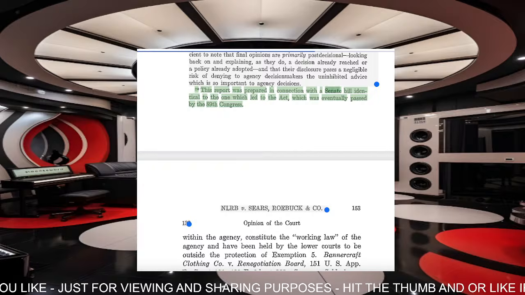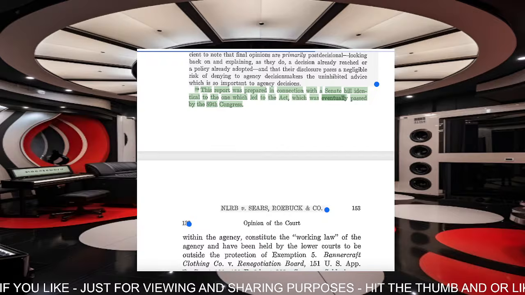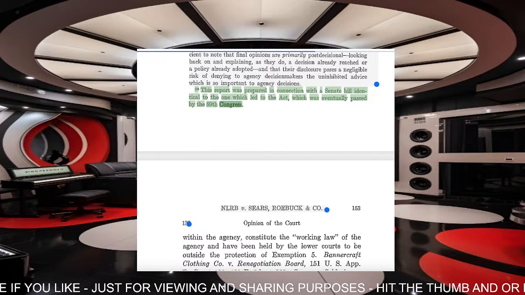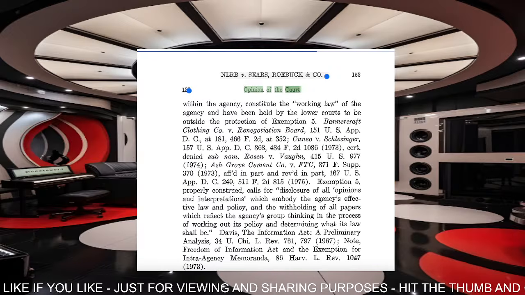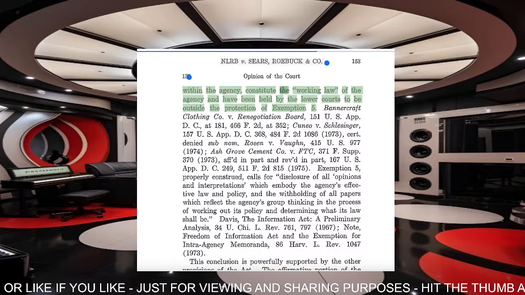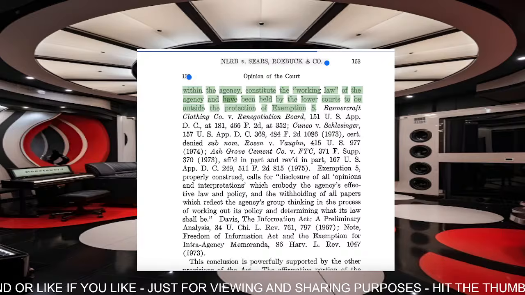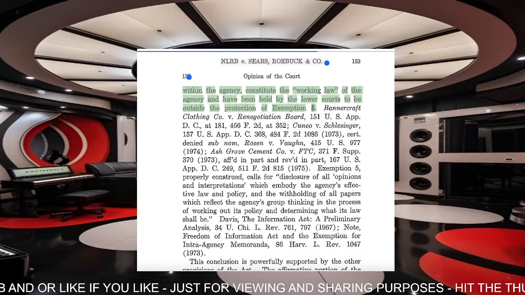20. This report was prepared in connection with a Senate bill identical to the one which led to the Act, which was eventually passed by the 89th Congress. Opinion of the Court. within the agency constitute the working law of the agency and have been held by the lower courts to be outside the protection of Exemption 5.